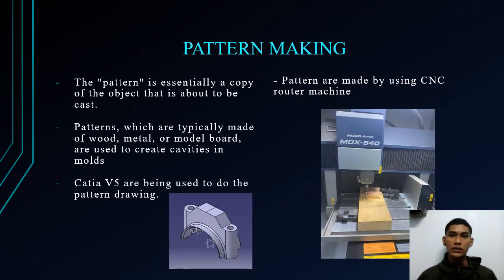So we go to the next step, which is pattern making. The pattern is essentially a copy of the object that is about to be cast. The patterns, which are typically made of wood, metal, or model board, are used to create cavities in molds. CATIA V5 is used to do the pattern drawing, and lastly the patterns are made using a CNC router machine. The picture above shows the process of the CNC router machine.